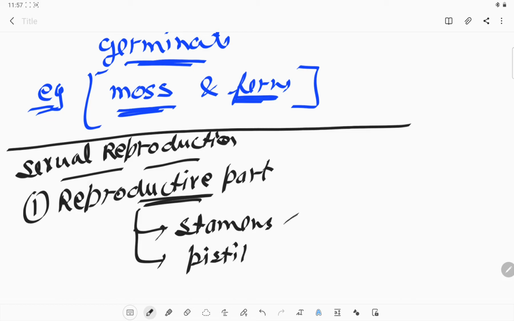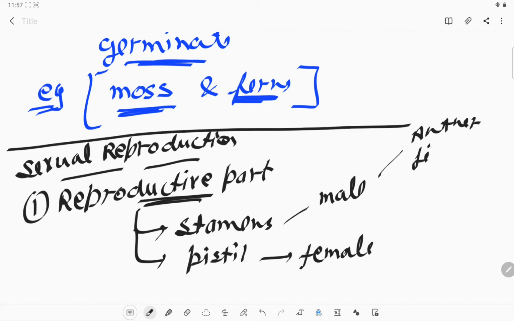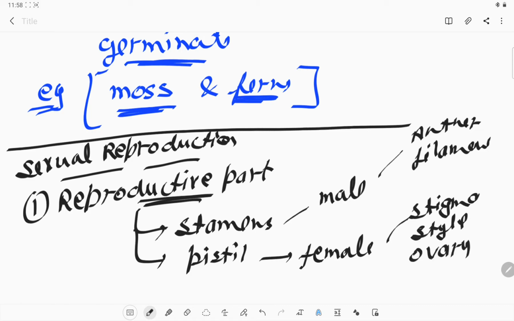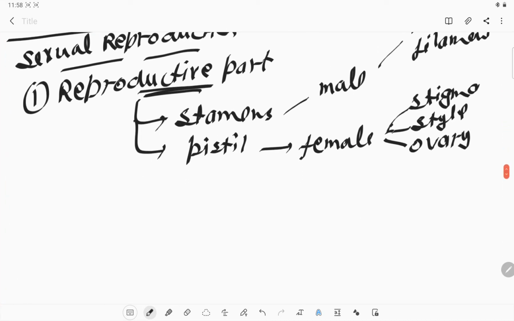These are the two portions. What is the stamen? It is the male reproductive part, and the pistil is the female reproductive part. What does a stamen consist of? It consists of two portions, the anther and the filament. And the pistil consists of the stigma, style and ovary. If we combine all these three together, they form a pistil, the female reproductive portion, and if we combine the anther and filament, that forms a stamen, the male reproductive organ.